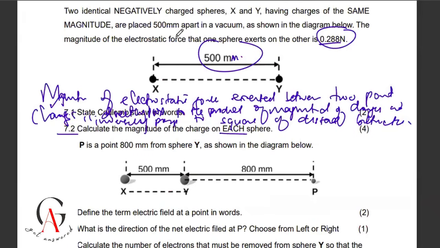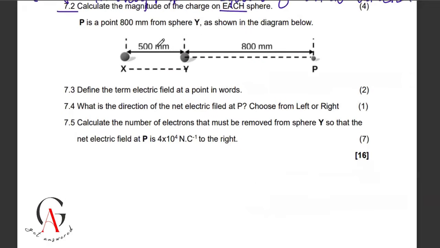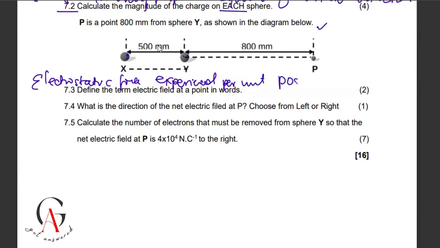And then P is a point that is 800 millimeters away from sphere Y. So we got the charge for each one of those, and then define what electric field at a point means. So we know that electric field is basically the electrostatic force experienced per unit positive charge that is placed at that point.